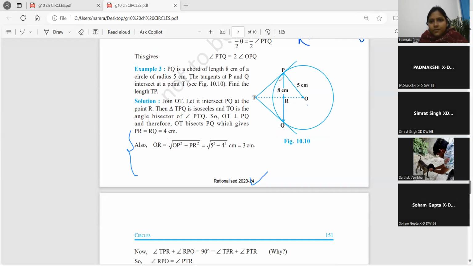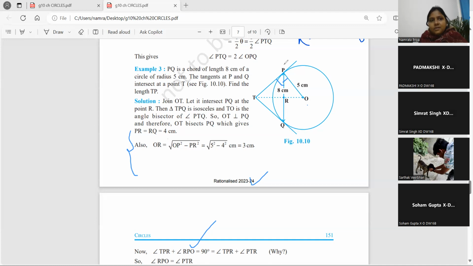Here, if you see these two angles, angle TPQ and angle OPR, these two angles will add up to 90 degree. Here, angle TPR and angle RPO. Why? Write in the chat box because your voice is not coming. So write it in the chat box why it will be 90 degree.